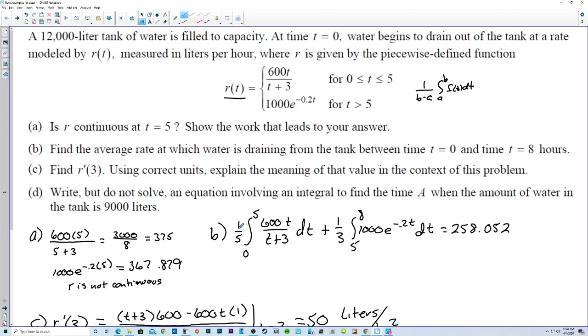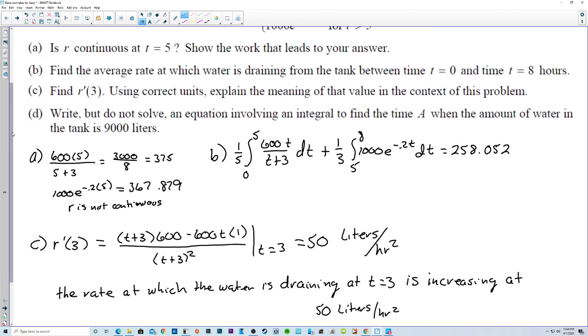So now we have 1/5, and we're going from 0 to 5, because b minus a is 5. So we have this piece from 0 to 5, and then we have to switch over to 5 to 8. And 8 minus 5 is 3. So we have the other function. When you do all of this on the calculator, you get 258.052.